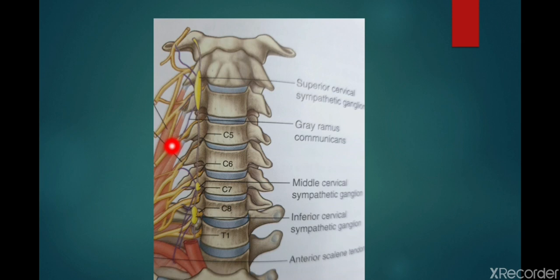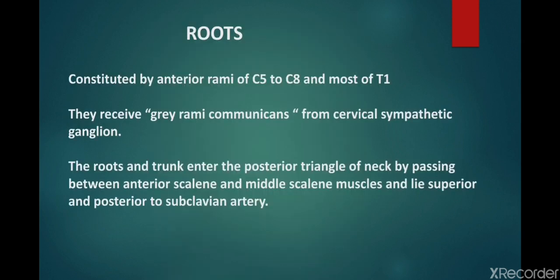So gray rami communicantes will go on to the roots, and they come from the cervical sympathetic ganglion. Now we are basically going to talk about the roots. As I said earlier, you know that the brachial plexus is formed by the roots of C5 to C8 and also the root of T1, and they receive gray rami communicantes from the cervical sympathetic ganglion.